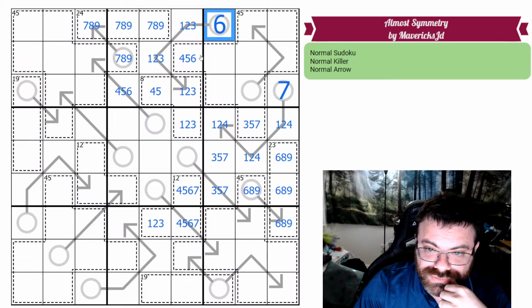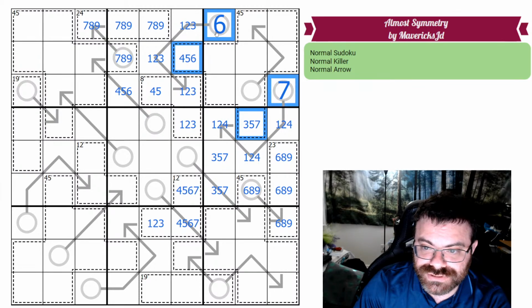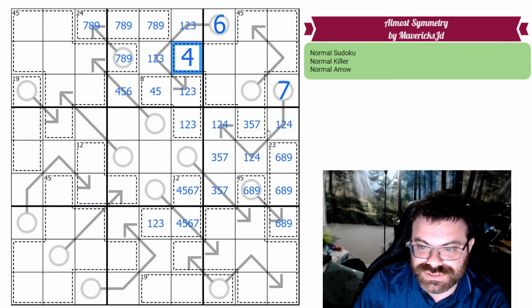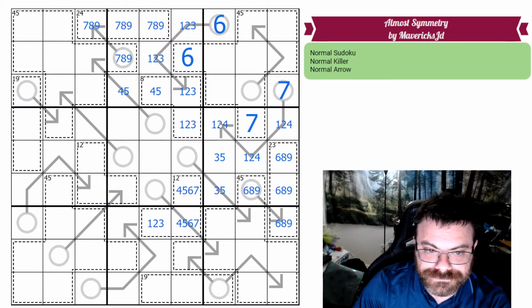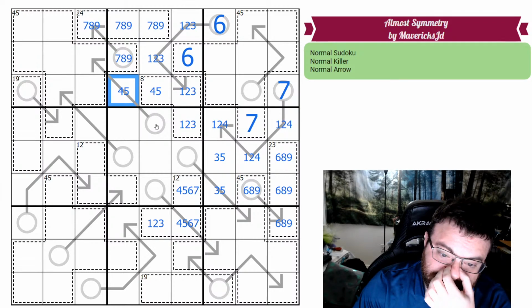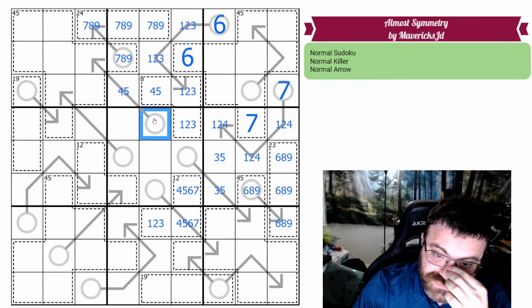Now that we know both of these, they're clones, there's only one option. This is 6 and this is 7. So this is not 6. These aren't 7. So that's a 3, 5 pair. This 4, 5 is interesting. Means this is at least 5.